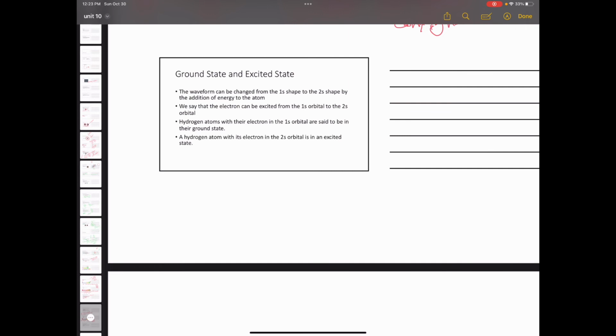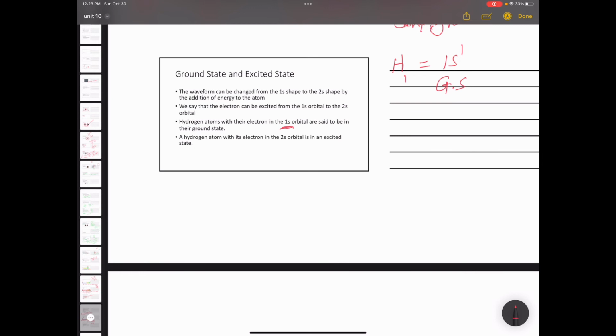Hydrogen atoms, for example, with their 1s orbital are said to be in their ground state. When we write the hydrogen atom with its 1 electron as 1s1, this is considered a ground state because the electron is sitting where it naturally is supposed to go, on the lowest principal energy level, which is the 1s1.